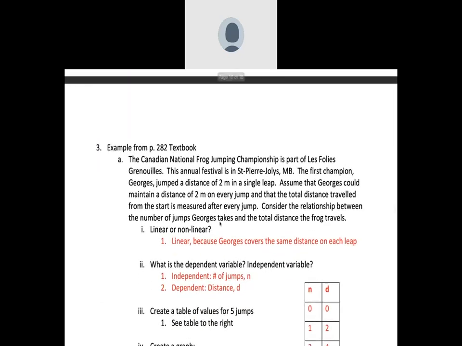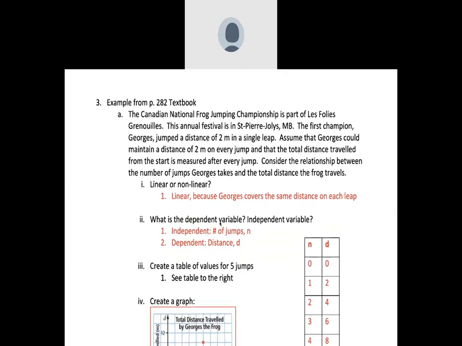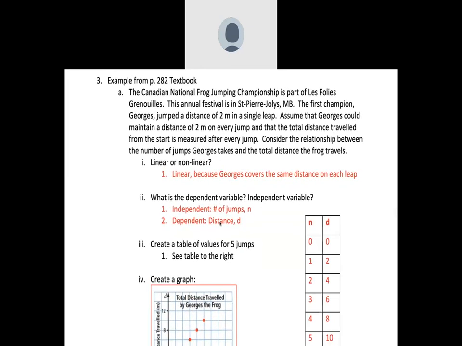Here's a great example of that. Frog jumping championship, and this is super realistic, obviously. George jumped a distance of 2 meters in a single leap. If George can maintain a distance of 2 meters on every jump, and the total distance traveled from the start is measured, let's figure out the relationship between the number of jumps and the total distance. Is this linear or nonlinear?